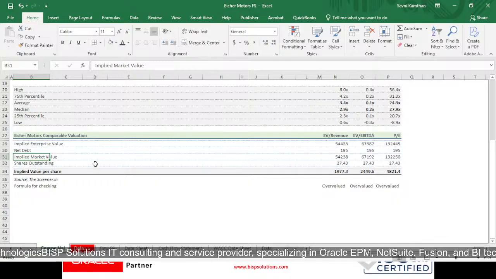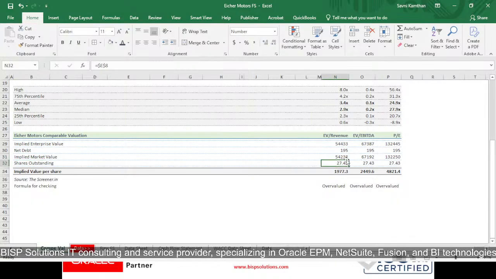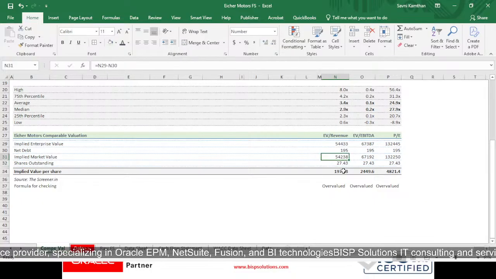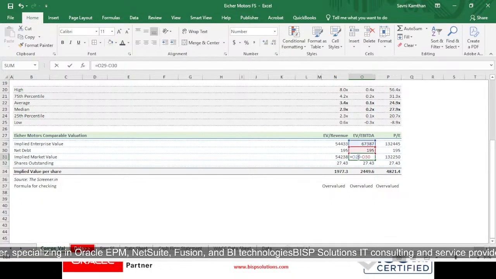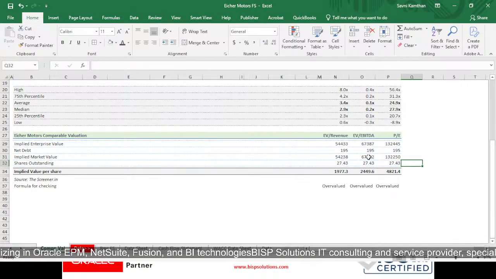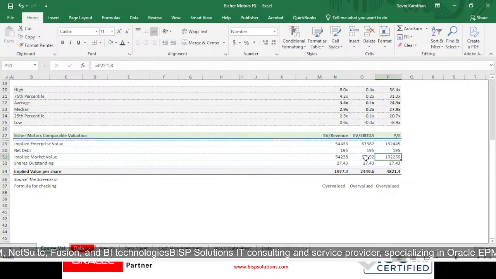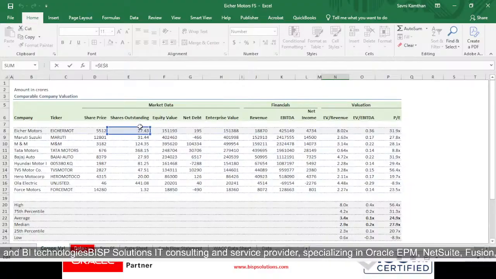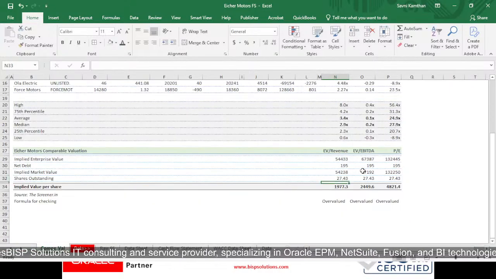So after that, implied market value, we have to calculate again the same function. We will be applying implied enterprise value minus our net debt. So we will be getting this value, right? And the same thing will be applied to all the two heads also. Then shares outstanding, we have to link it with our shares outstanding, which we already have in our data sheet, right? And linking it till the end, right?